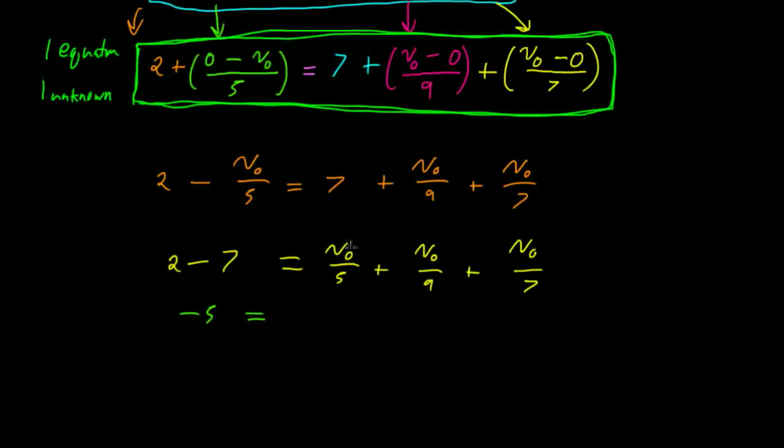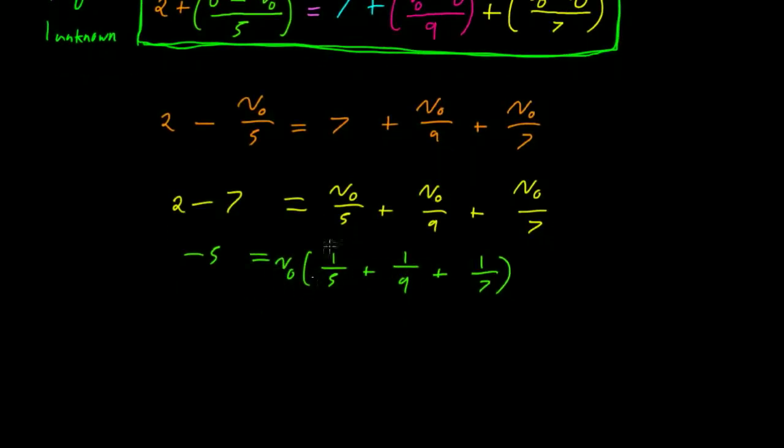So this is going to be V0. I can factor it out of all of these, and I can rewrite this as V0 times the quantity 1/5 plus 1/9 plus 1/7. And then, because I'm looking for V0, I can just divide everything by this whole quantity. And I am left with minus 5 divided by 1/5 plus 1/9 plus 1/7. So minus 5 divided by all of this is going to be equal to my quantity V0.